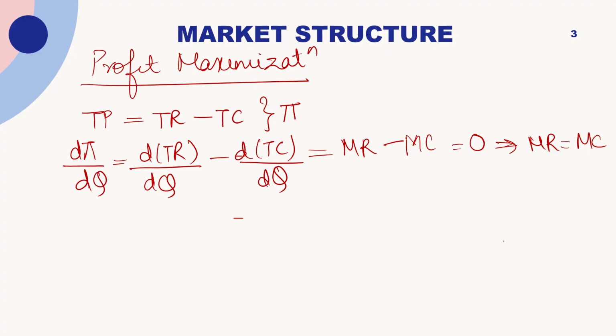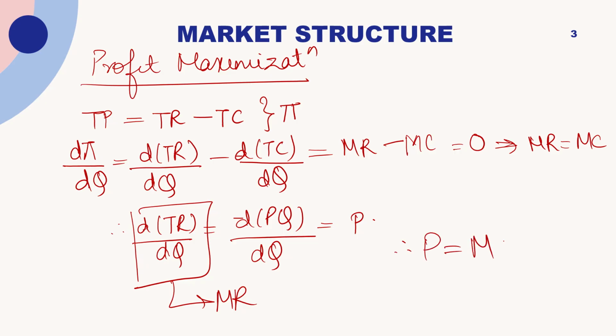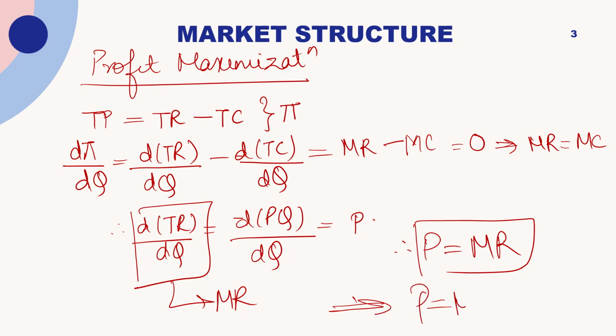Now we know that price is constant in perfect competition. Therefore, dTR upon dQ will be equal to d(PQ) upon dQ. What is TR? Total revenue, your price multiplied by quantity. So it is equal to P. That means this formula is for what? Marginal revenue. Therefore, your price is equal to MR. And what we can say is P is equal to MR is equal to MC. So this is what we get.